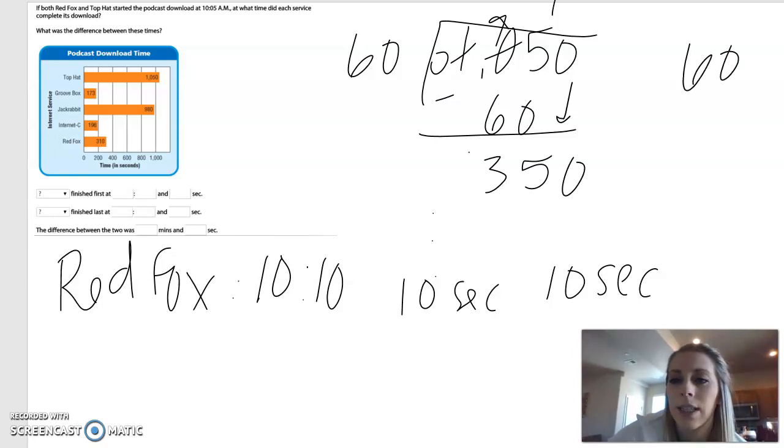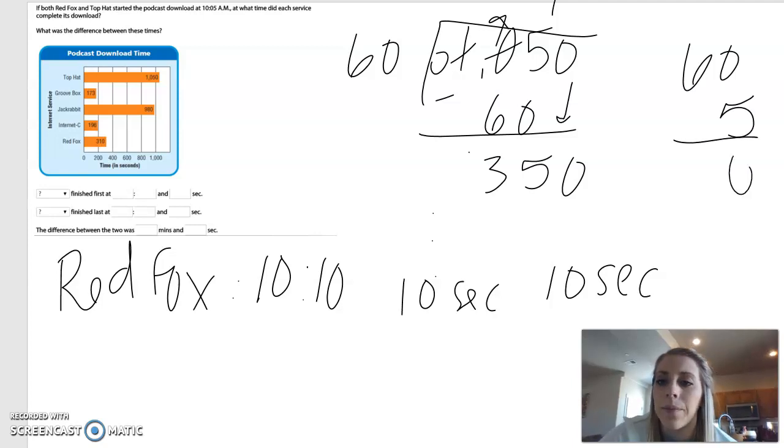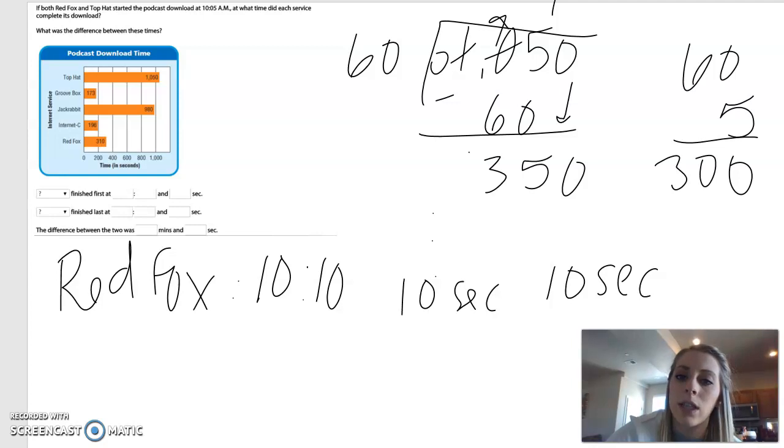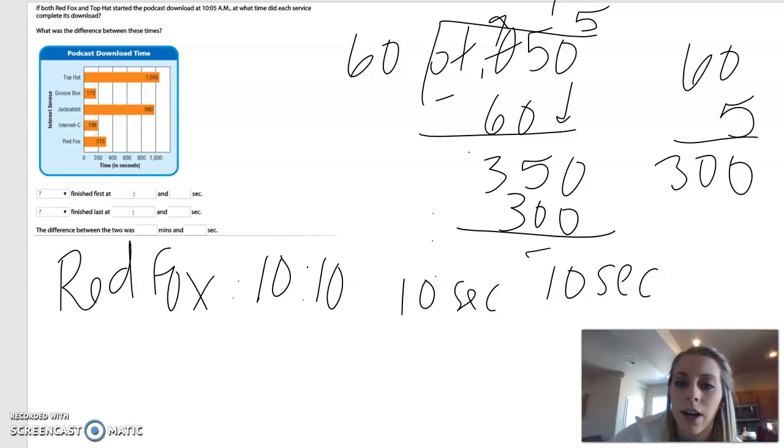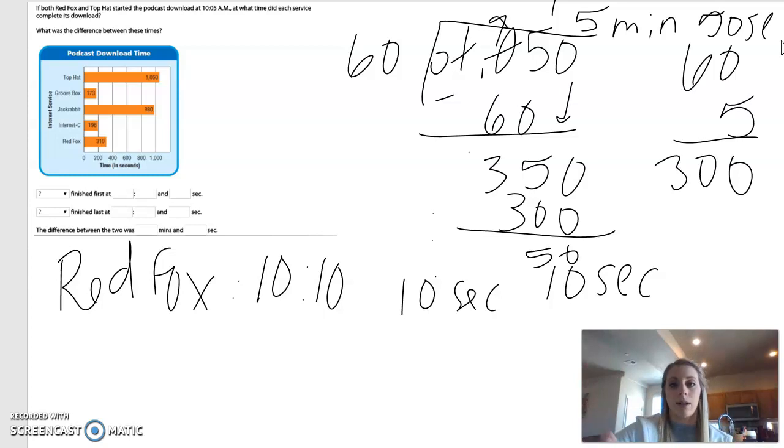I'm going to do 60 times, let's do 5 again. All right, that's the closest I'm going to get. So 60 goes into 355 times. So now we have 15 on the top. 300 goes down here. I have 50 left over. So 15 minutes and 50 seconds is how long it took this person, okay?